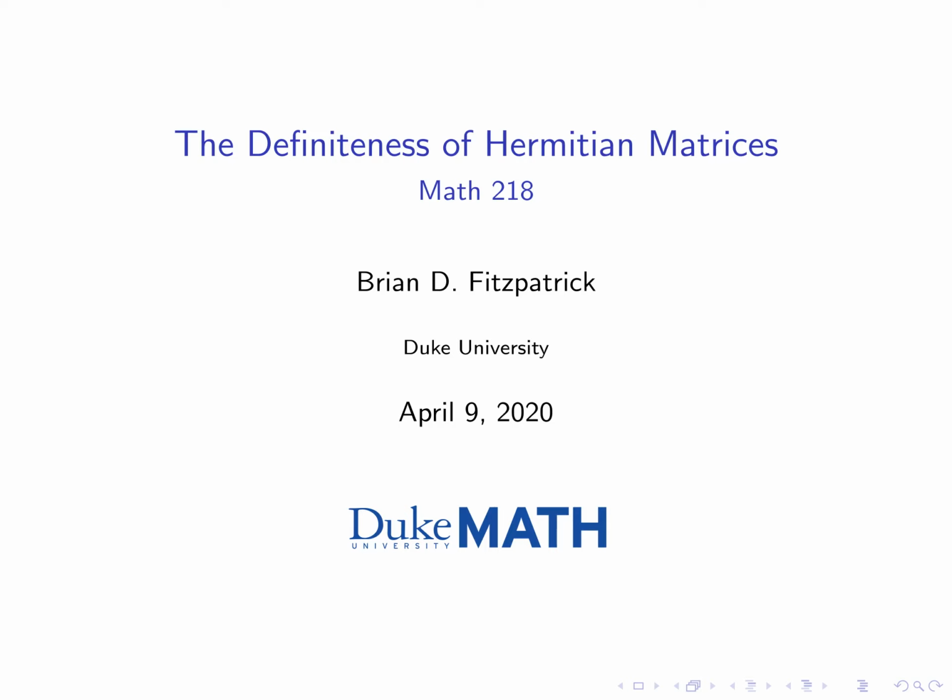The spectral theorem tells us that every Hermitian matrix has real eigenvalues. And this theorem actually allows us to classify Hermitian matrices according to what's called their definiteness. So what does definiteness mean?